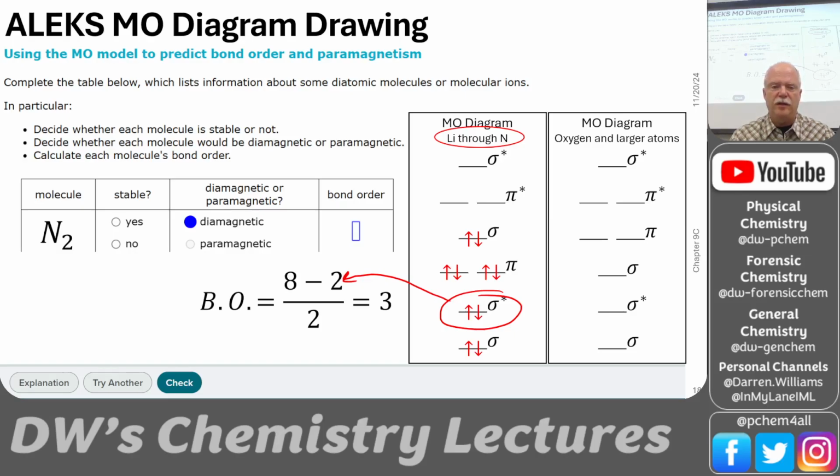So 8 minus 2 is 6, divided by 2 is 3, so it's a bond order of 3, a triple bond. And yeah, it's a very stable molecule.